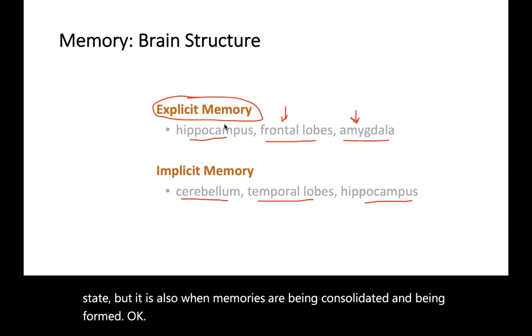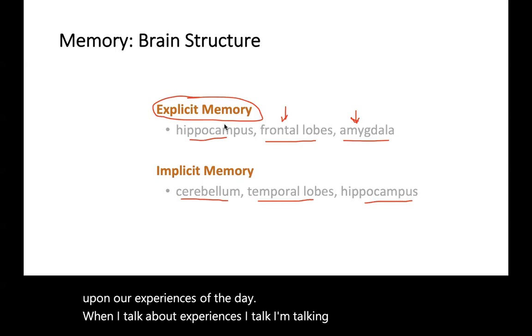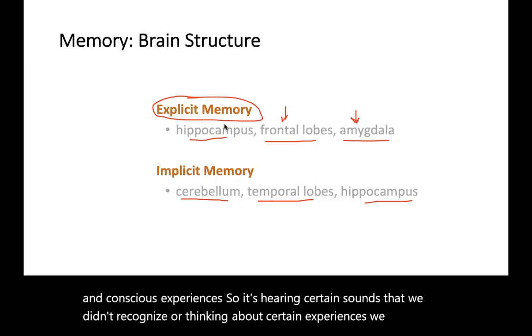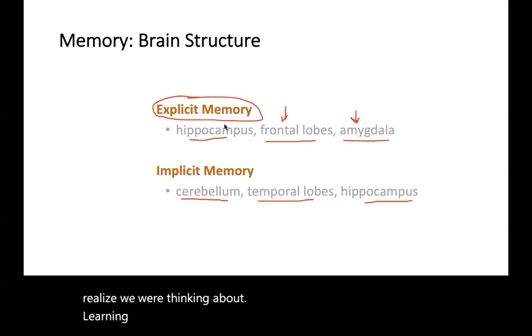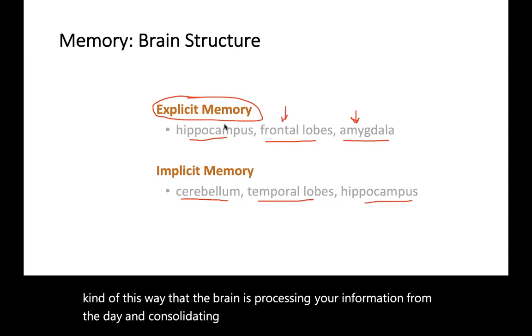The current theory on dreams is that dreams are really based upon our experiences of the day. When I talk about experiences, I'm talking about unconscious and conscious experiences. So it's hearing certain sounds that we didn't recognize or thinking about certain experiences we didn't realize we were thinking about, learning something different. The theory is that dreams are a way that the brain is processing your information from the day and consolidating that into the memory system.